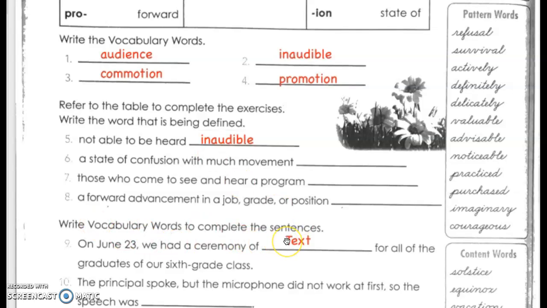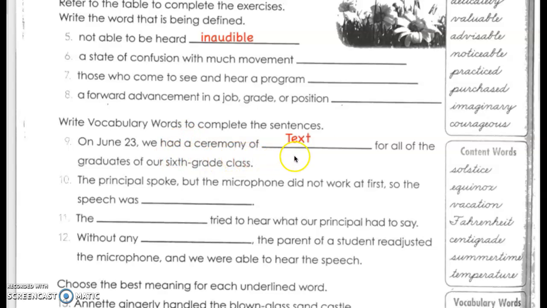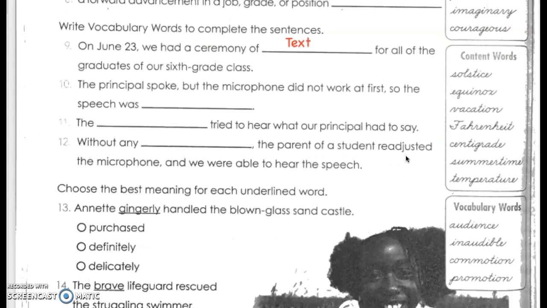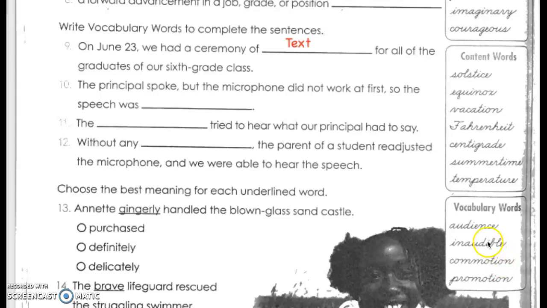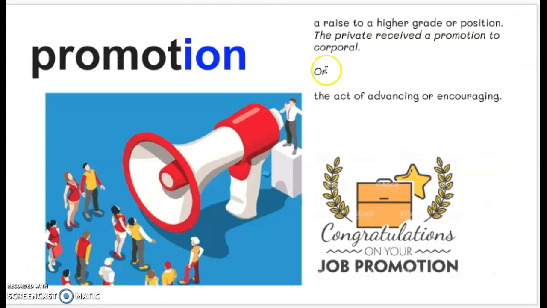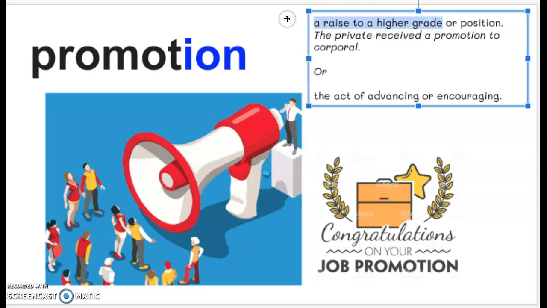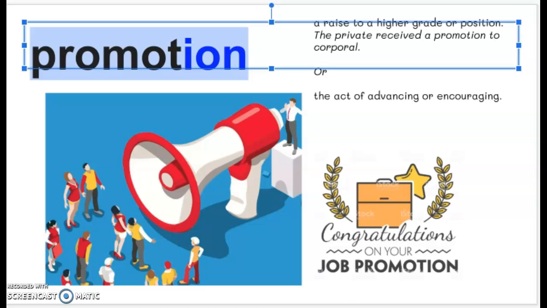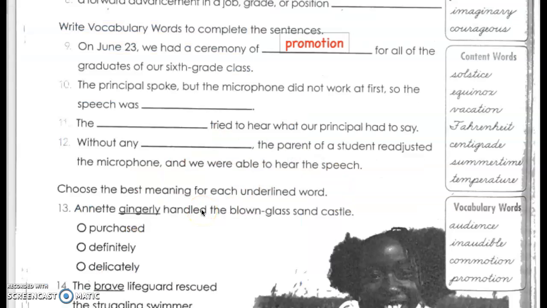Write vocabulary words to complete the sentences. On June 23rd, we had a ceremony of blank for all of the graduates of our 6th grade class. A ceremony of blank. Is it a ceremony of audience? No. Ceremony of inaudible? No. A ceremony, so think about graduation ceremony. Graduation ceremony of commotion? That would be kind of a wild one. Or a graduation ceremony of promotion. Well, we know the promotion means to be raised to a higher grade. So the 6th graders are going to go to a different grade. So therefore, the word is promotion. Does that make sense?